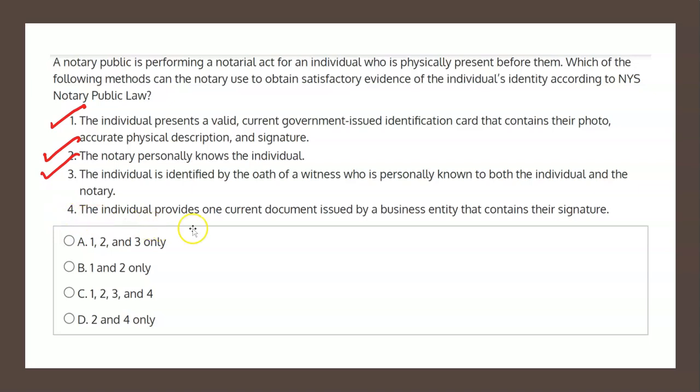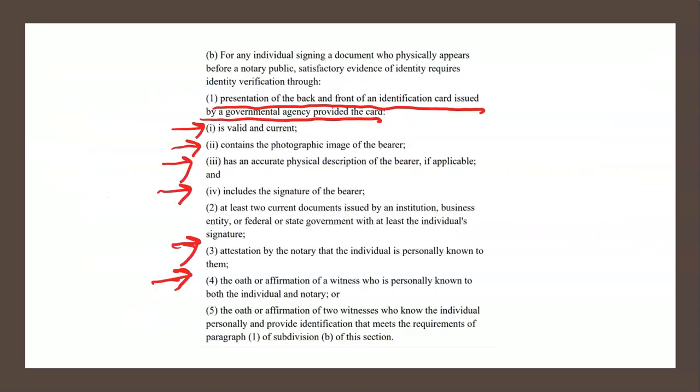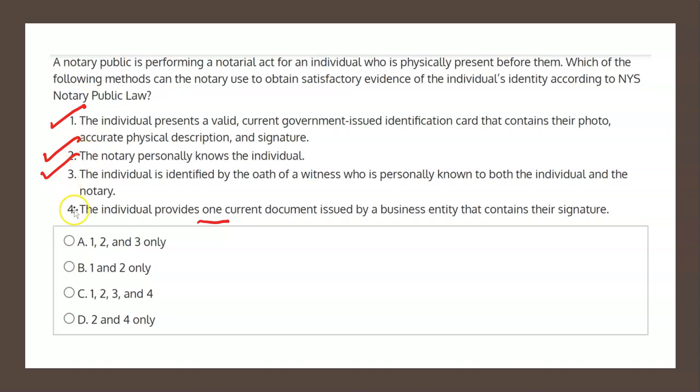Method 4 states the individual provides one current document issued by a business entity that contains their signature. Back to the law, under subsection 2, it states at least 2 current documents issued by an institution, business entity, or federal or state government with at least the individual's signature. Because this method mentions one current document, this is not a satisfactory method of identity, and therefore we can put an X next to method 4.